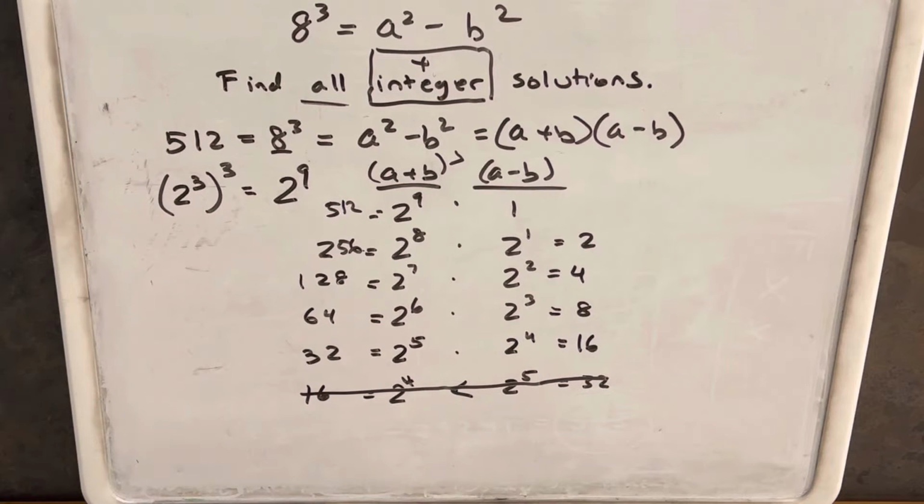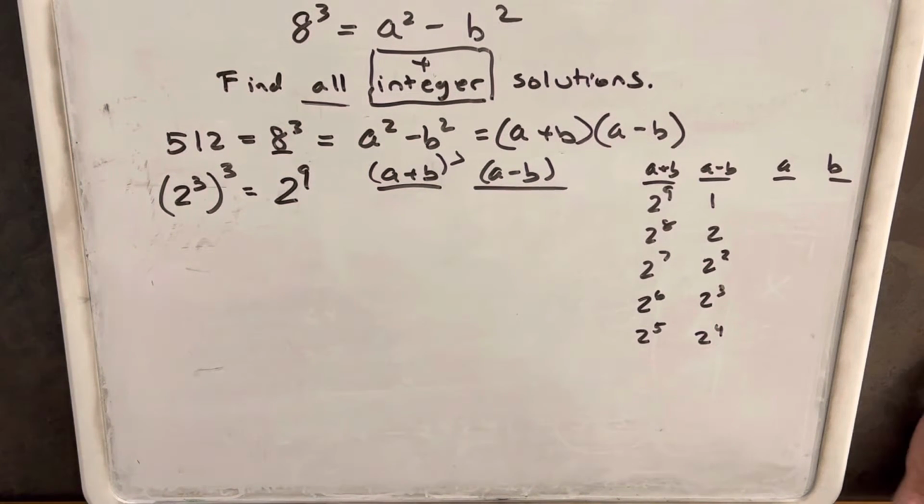Okay, so next we have these possibilities and we want to solve for a and b. I'm going to clean up the board and get more space. Okay, so I've created this table of all possibilities from the prime factorization of 512. Now we want to check each of these answers and solve for a and b.